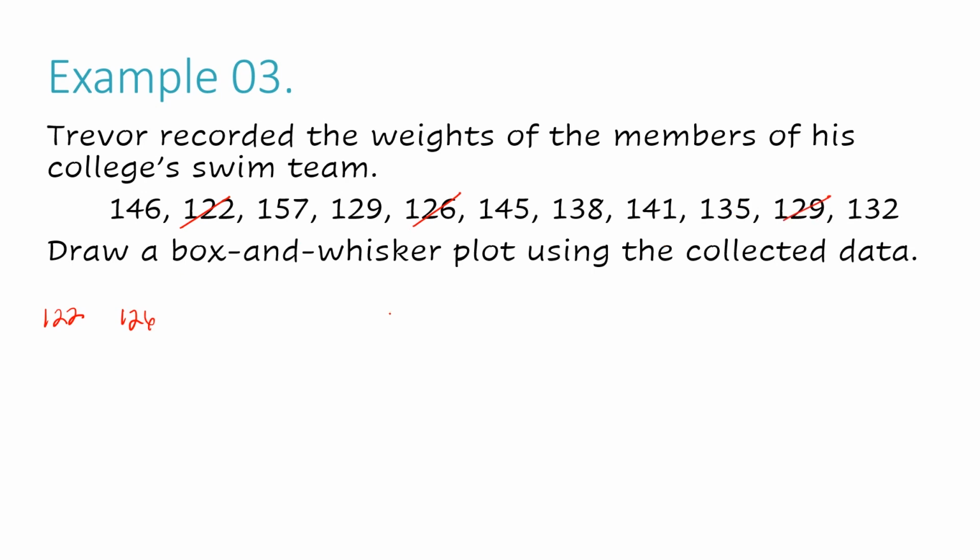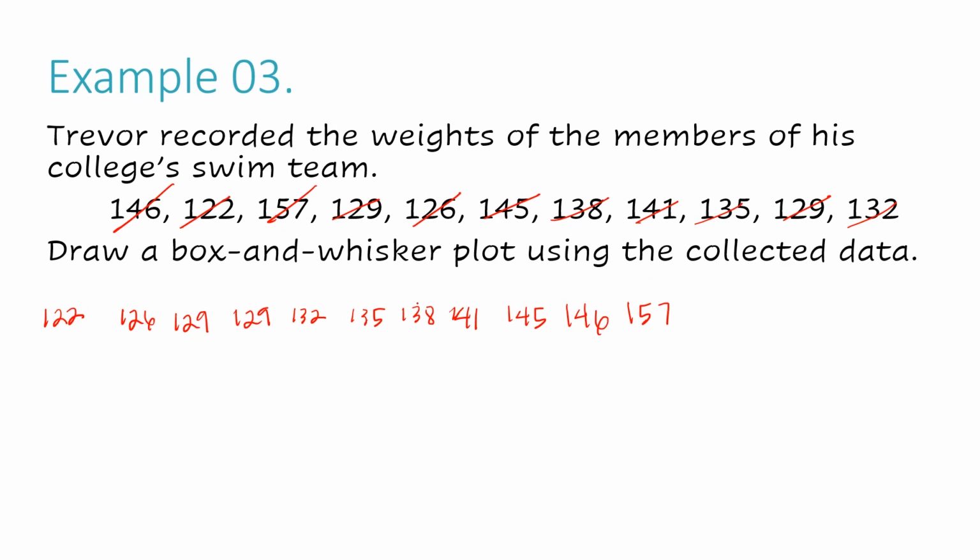My next smallest is 129. And I have another 129. Next smallest is 132. My next smallest is 135. My next smallest is 138. Keep looking. Looks like I got a 141. Keep looking. Looks like I have 145. Keep looking, and I have a 146. And keep looking. We have 157. All right, it looks like we got everything.